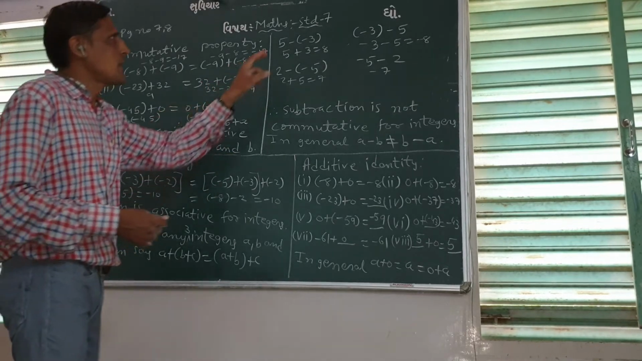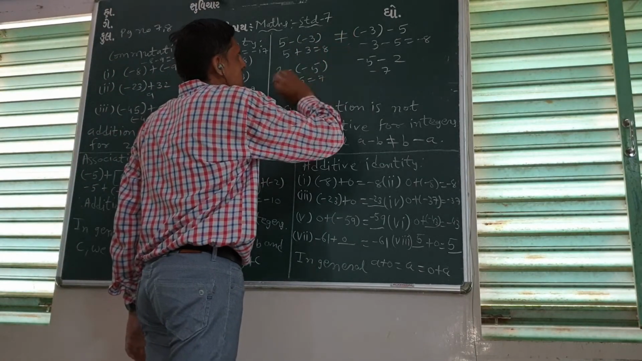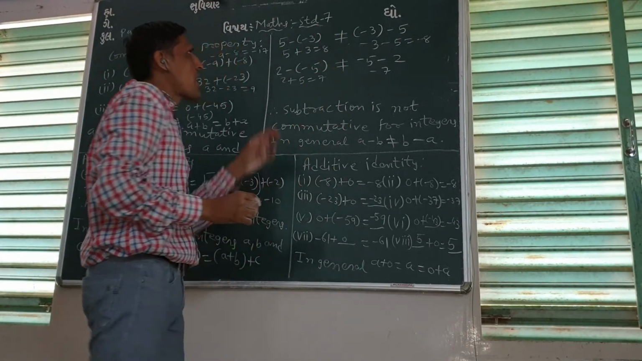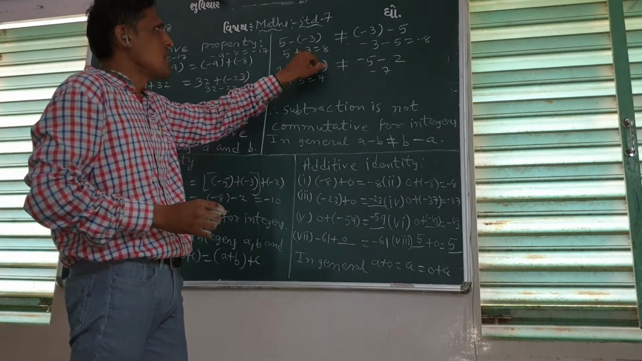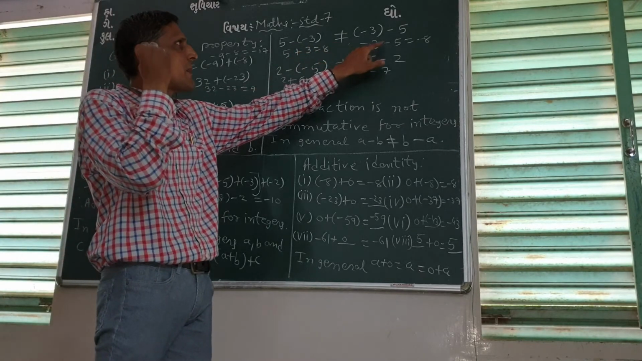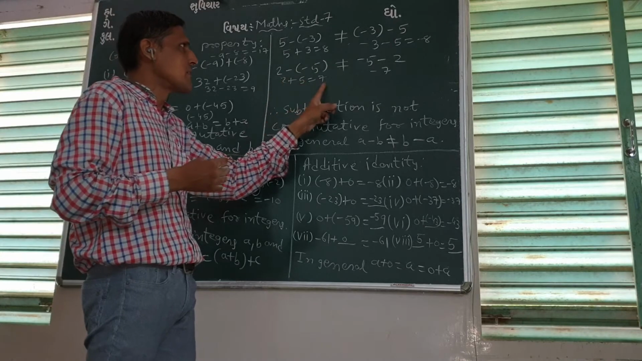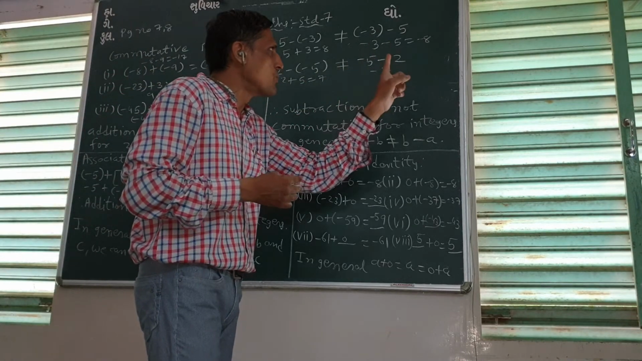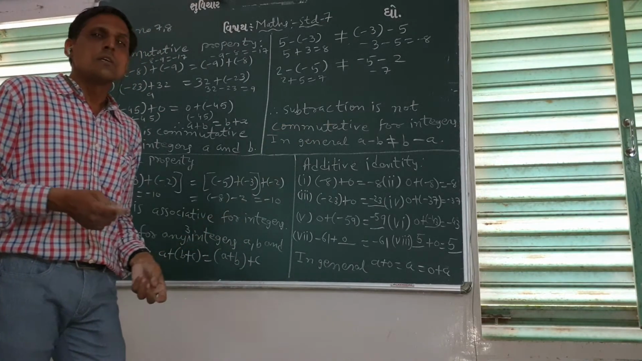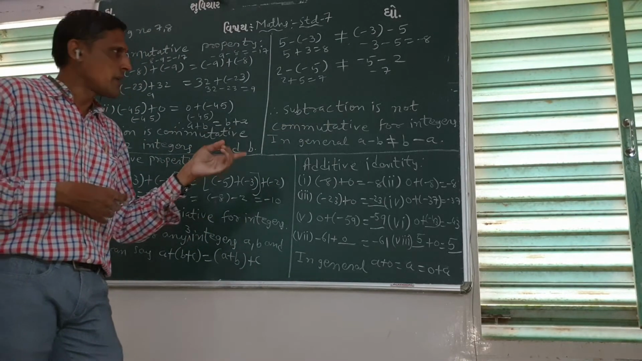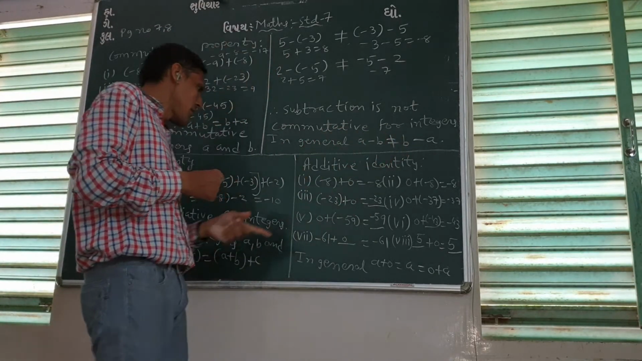Same way for subtraction. Here we can write not equal to, right? These are not equal. 5 minus -3 or -3 minus 5, it is not the same. 5 minus -3, so 5 plus 3 is 8. Here -3 minus 5 is -8, right? Then 2 minus -5, so 2 plus 5 is 7. Then -5 minus 2 is -7. So subtraction is not commutative for integers, right? Subtraction is not commutative. So in general we write a minus b is not equal to b minus a.